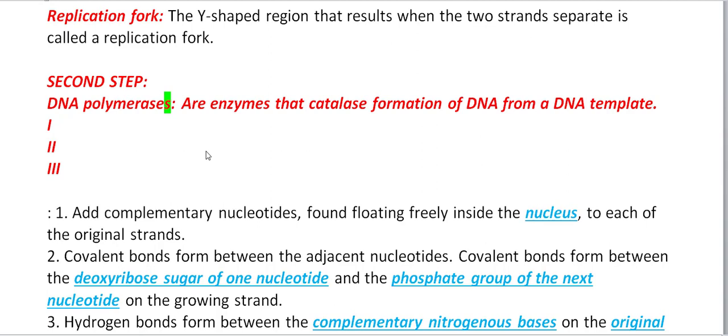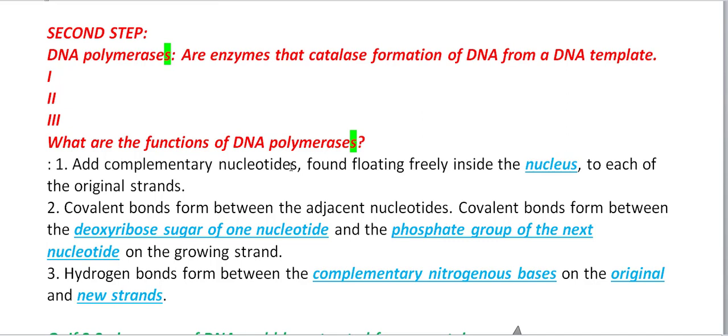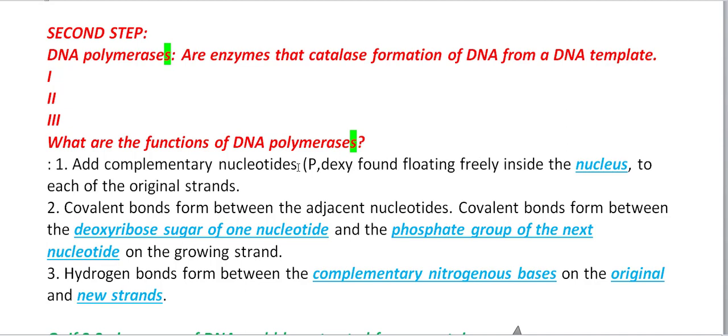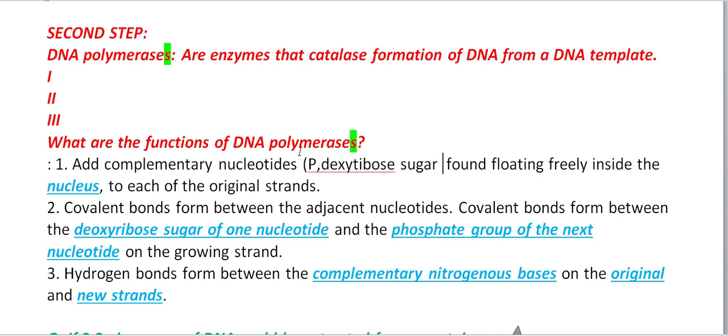What are the functions of DNA polymerases? DNA polymerases have three functions. One of the functions is to add complementary nucleotides. What is a nucleotide? A nucleotide consists of a phosphate group, deoxyribose sugar, and a nitrogenous base.